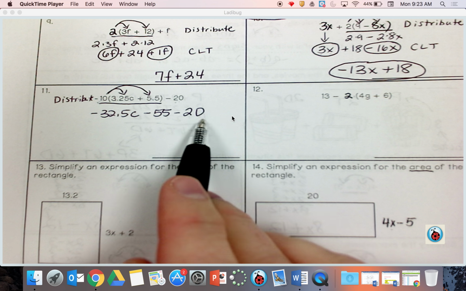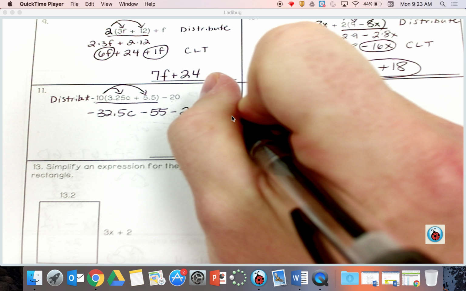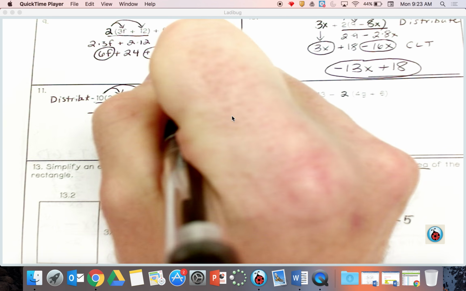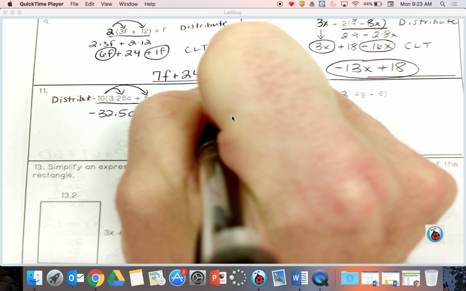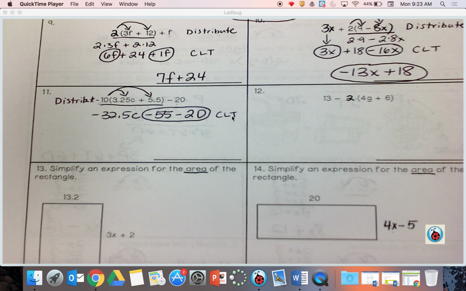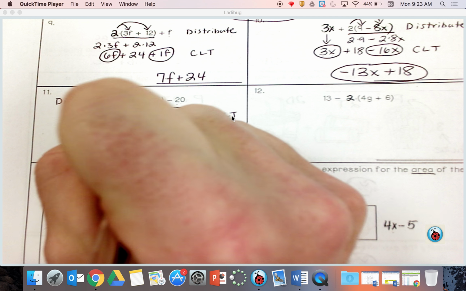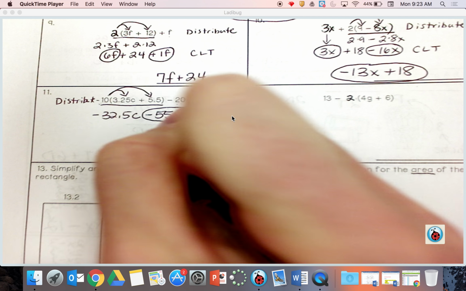Now I look and I'm going to combine my terms together, CLT, and the terms that I'm going to combine here are the negative 55 and the minus 20. I put those together, and I should have negative 32.5c.